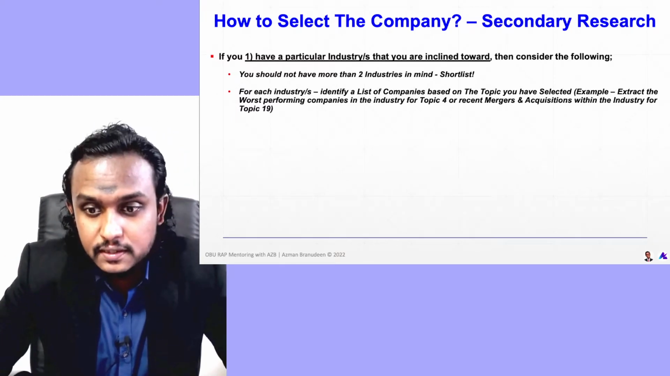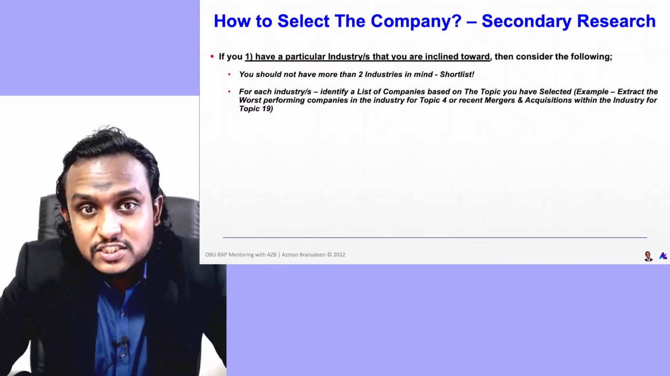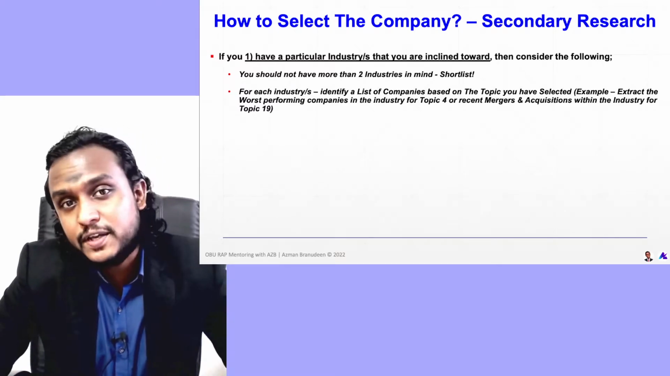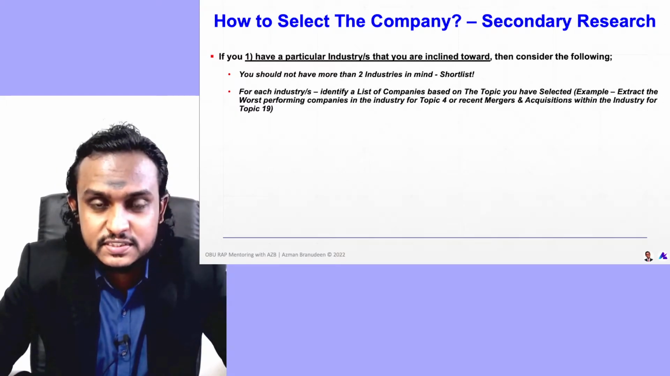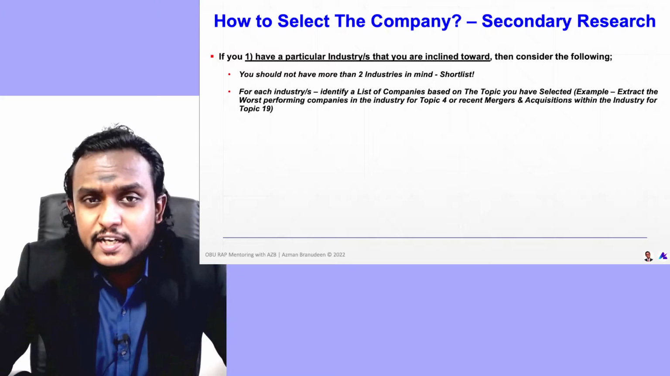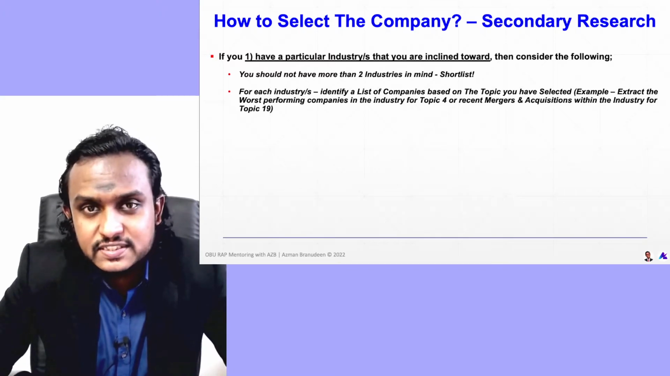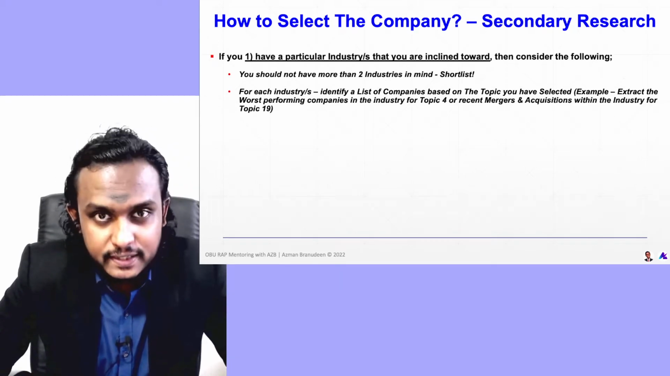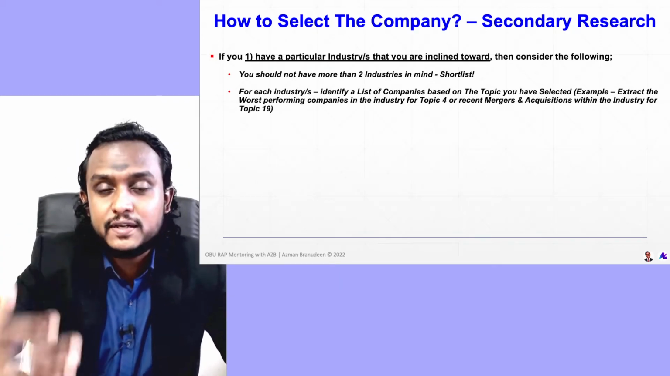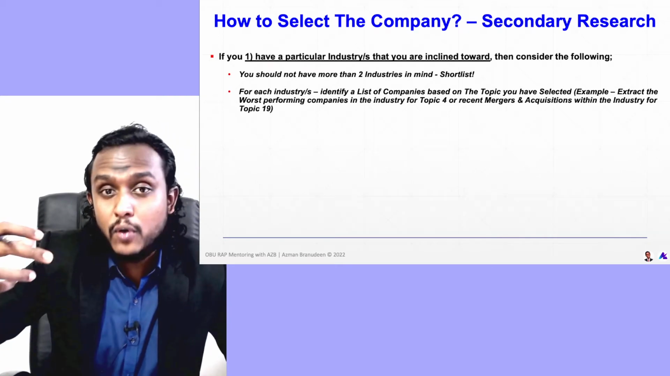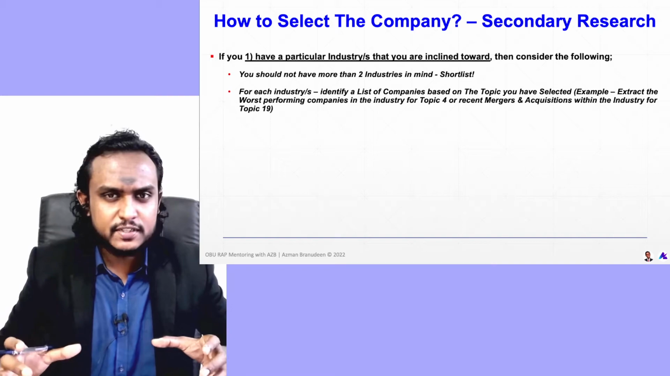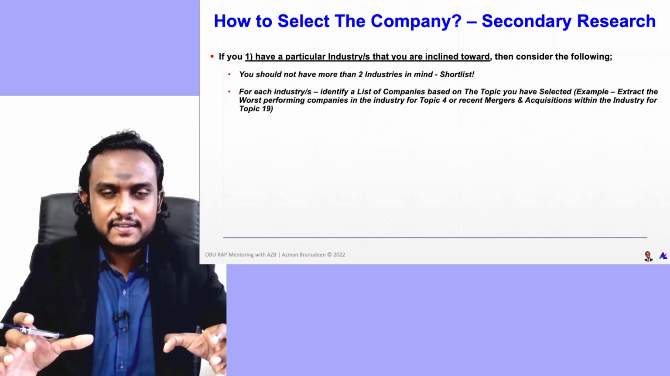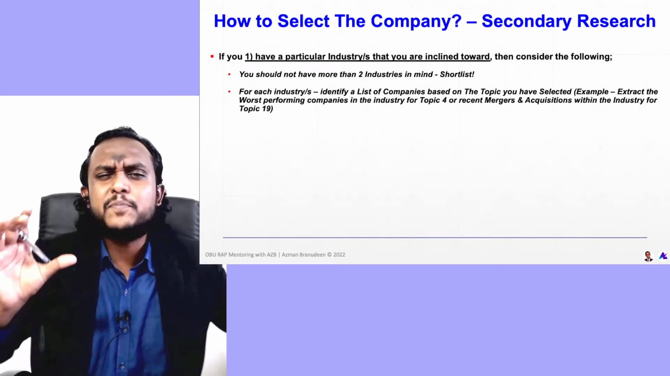For example, extract the worst performing companies in the industry for topic 4. You know that the fourth topic is about operational and business performance in a poorly performing company. So obviously in that industry sector, looking at the best performing companies for that topic is not going to be ideal. If your topic selection is topic number 4, then you have to use that topic, extract keywords from the topic, key criteria that will help you select what type of company you're looking for within that industry.